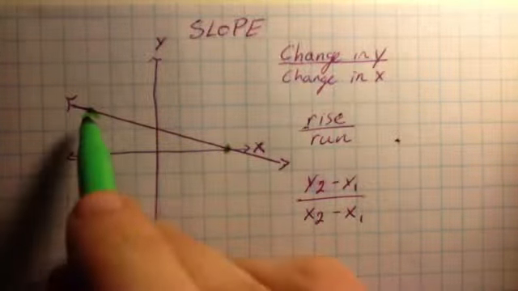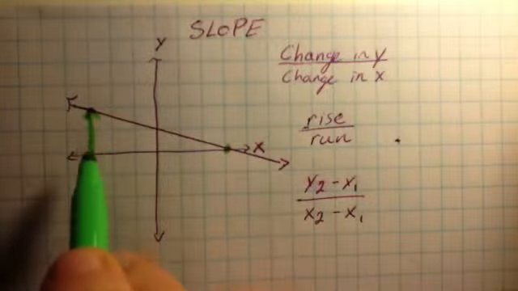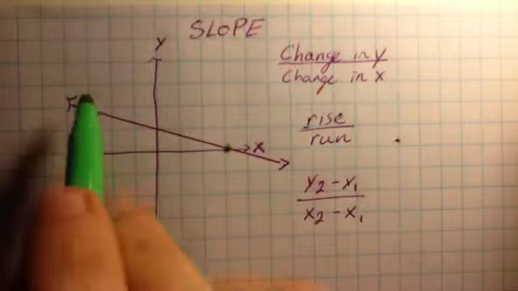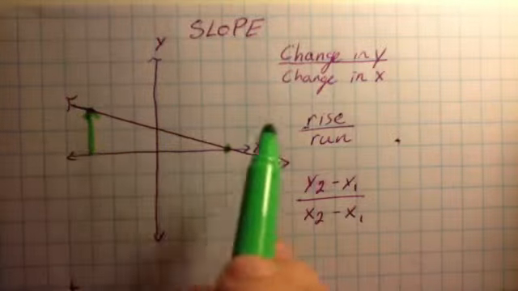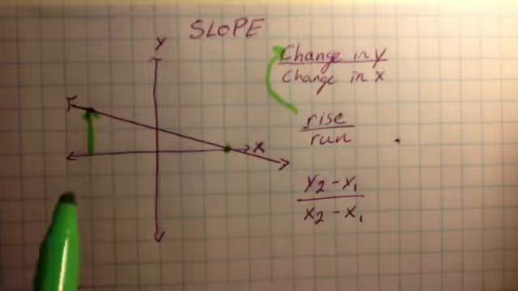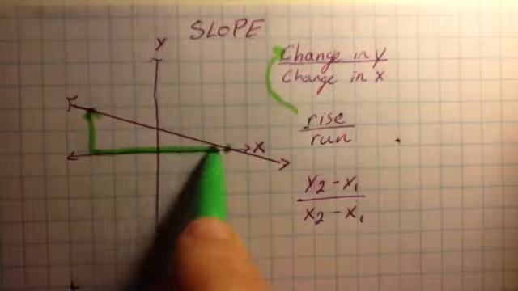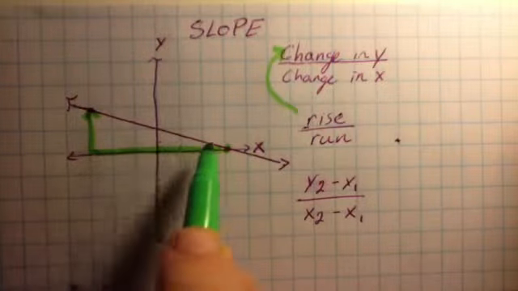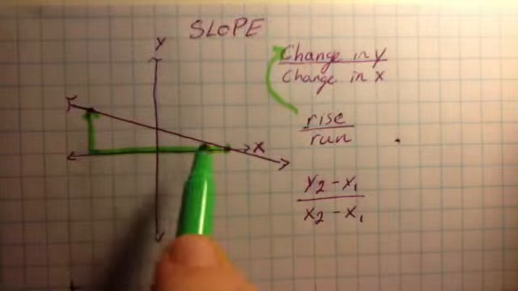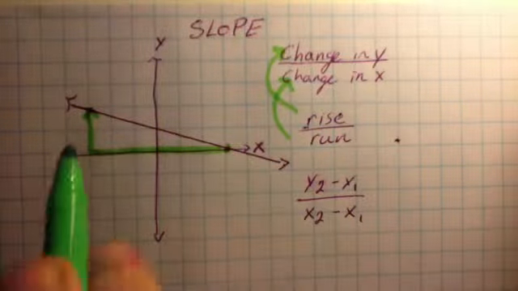Well, the rise is how far I have to go in the up and down direction. Remember, your rise is the change in the up and down or the y direction, so the rise is actually the same thing as the change in y. The run is how far between those 2 points you have in the left and right direction, and that left and right direction is the x direction. So the run is literally the same thing as the change in x.